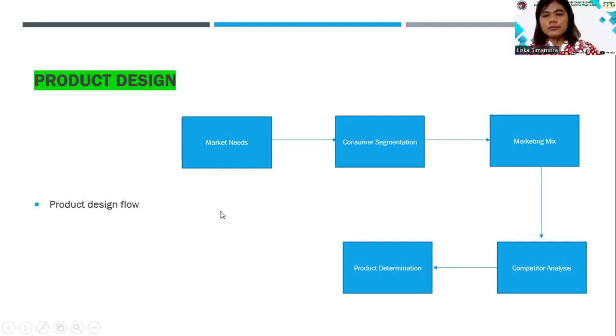For example, people need the white jasmine flower, but in product design, you ask what kind of white jasmine flower they need. Do they need the fresh one? Do they need the dried one, the sprinkle one, or anything else? So you have to define the market needs more specifically. And then you have to do the segmentation of your customers, because different customer segments need different forms of the same product.